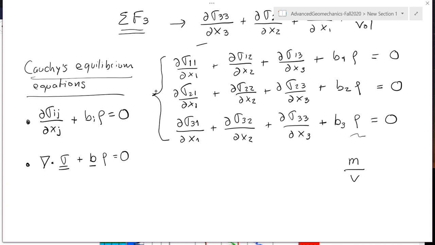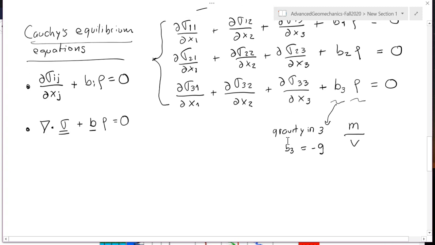To give you an example, the body force, if for example we had gravity in direction number 3, then V3 will be equal to G. And if we consider that 3 is going up, then that's going to be negative G. That's going to be gravity. There are other examples of body forces. For example, you could have an electromagnetic body force, or you could have a viscous drag body force. Gravity is the most common example.